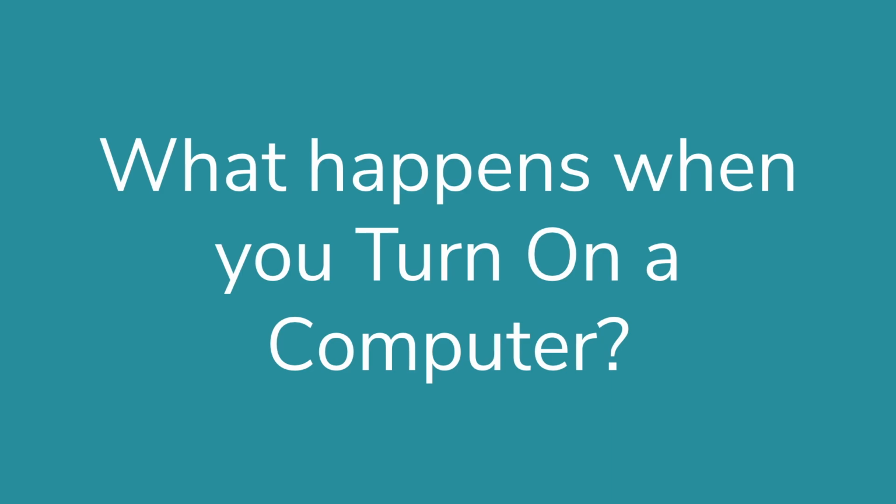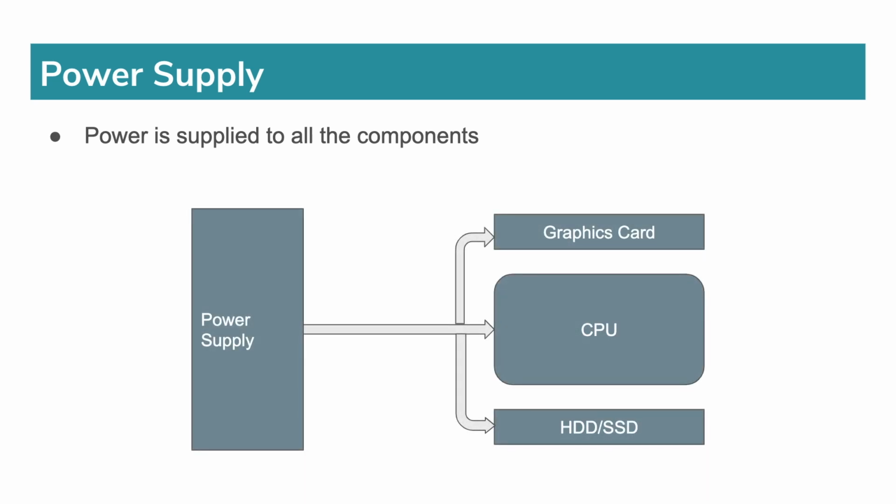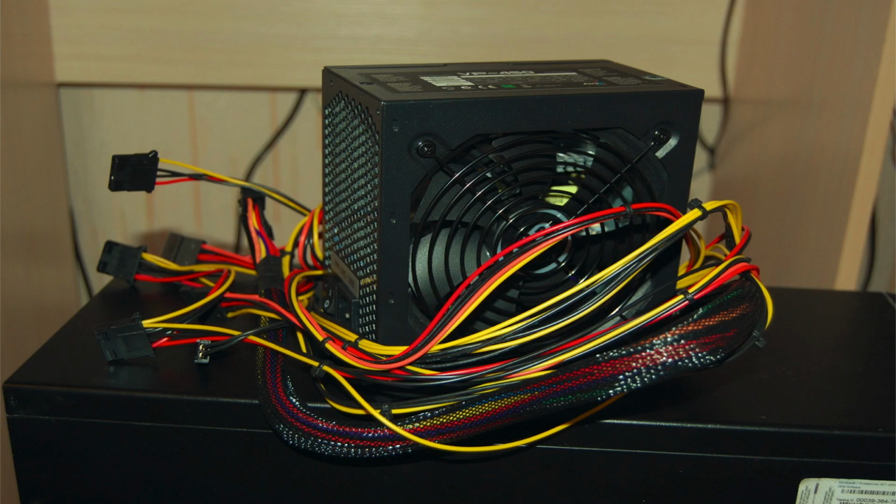My name is Jaren and in this video I'll explain what happens behind the scenes when you turn on a computer. The first thing, power is supplied to all the components like the hard disk drive, graphics card and CPU. This is done by the power supply and looks something like this in a desktop.